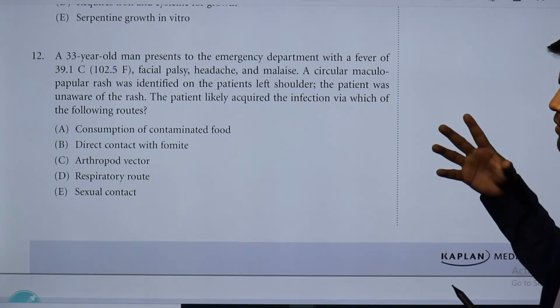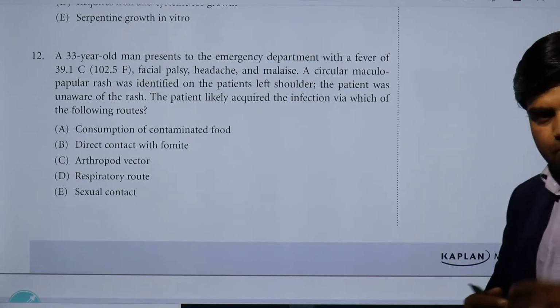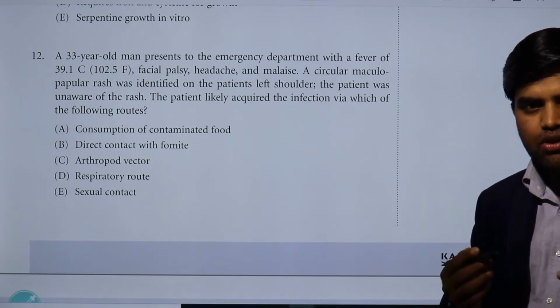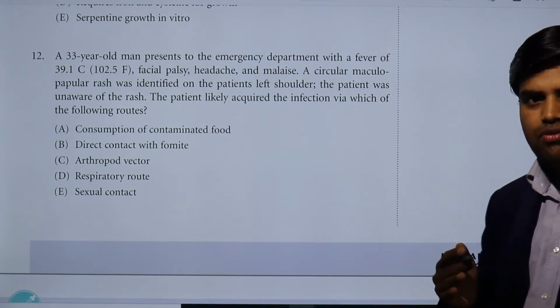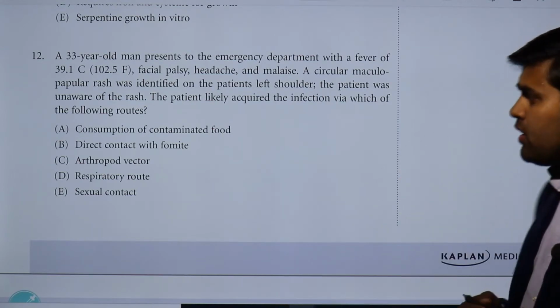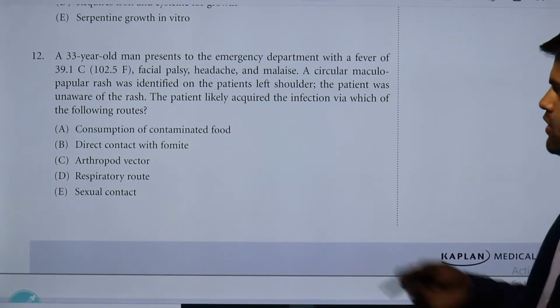We are just trying to find out how the microbiological knowledge is tested, what the scenario given was, and which level of question they are. Okay, moving forward, we can see this question number 12.